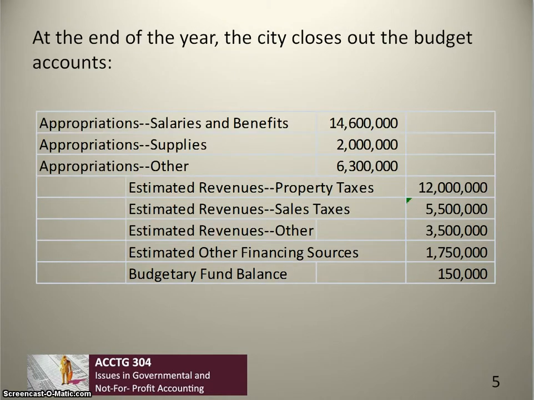Then at the end of the year, the city closes out all of its budget accounts using the current balances in those accounts. So in this case, we are debiting the appropriations account and crediting the estimated revenues and estimated other financing sources account. The balancing entry is again to budgetary fund balance. Once the budget is closed out, the balance in the budgetary fund balance account and in all the estimated revenues and appropriations accounts should be zero.